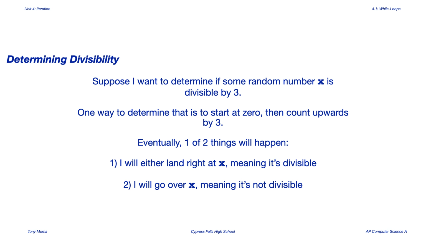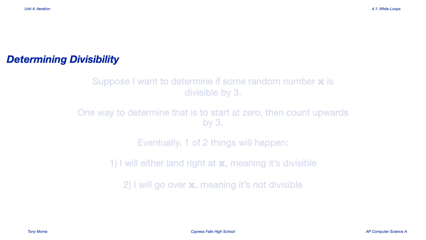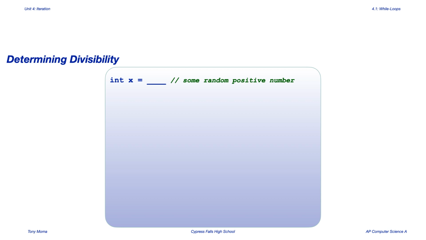10, on the other hand, is not divisible. It's not divisible because if I start at 0 and go up by 3 each time, I'm not going to land on 10. I'm going to go over 10. Right? So, suppose in my program I have a variable named x that stores some random positive number. I'm going to leave that part blank because, again, the number we choose doesn't matter. It's the steps that matter. It's the steps we take towards figuring out divisibility that matter. So feel free to imagine any number you want in that blank spot.